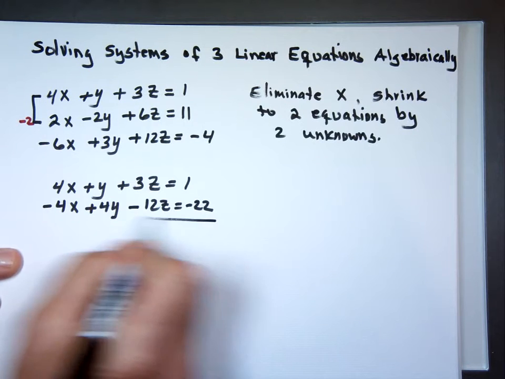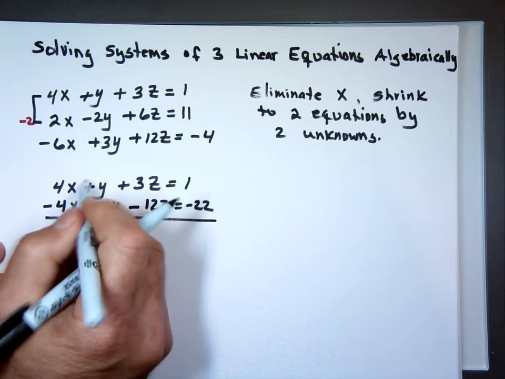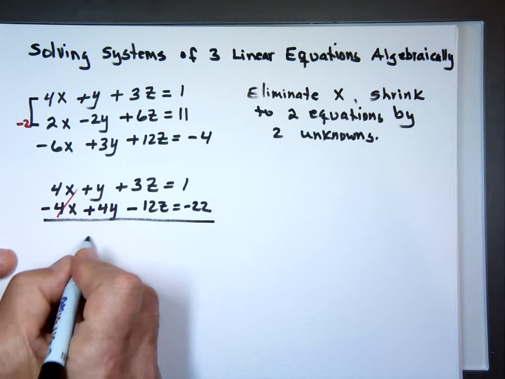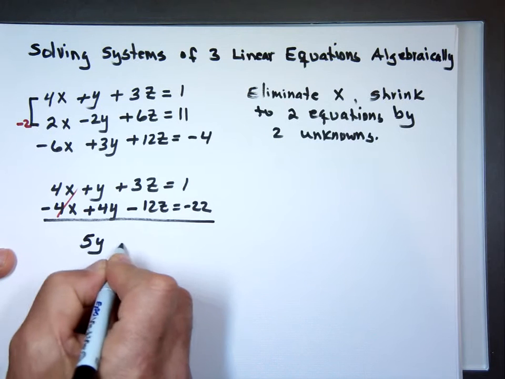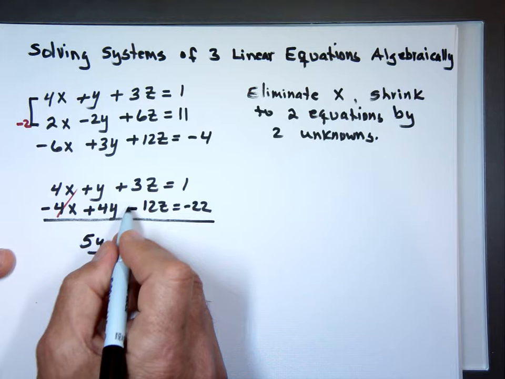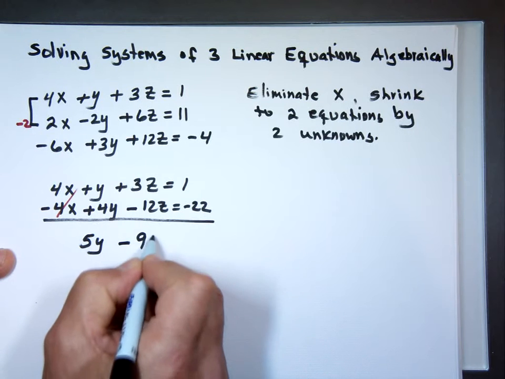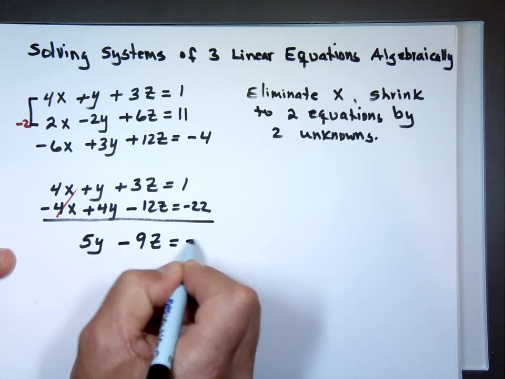And let's add them. And now you have what? 5y minus what? Is it 9z? Equals -21.